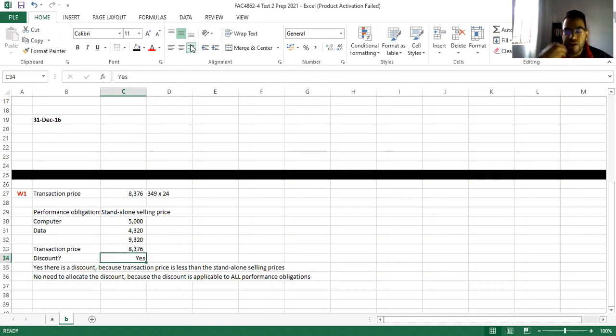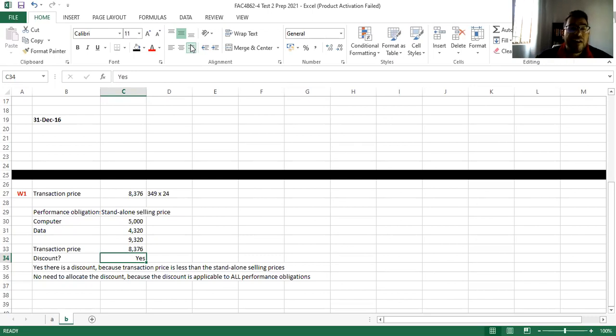I know earlier in this video, you're going to see that I made mention that there's no discount, but my brain wasn't thinking straight. So there is a discount when the transaction price is less than the sum of the standalone selling prices. If the transaction price is more than the standalone selling prices, then there is no discount. So here there is a discount, but we're not going to allocate it because it's going to be allocated across all the performance obligations. We're going to end up with the same result.